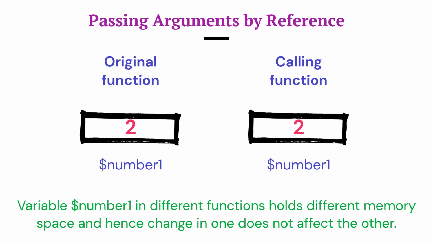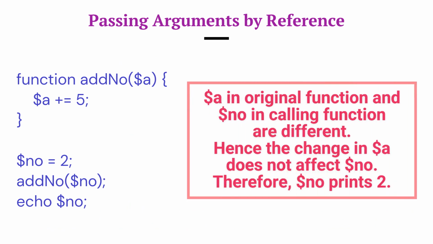Let's give an example. In this example, the parameter in the calling function is $no, and the same is accepted in the original function as variable $a. Now, we are adding value 5 to it. Hence the value of $a becomes 7. But the original value of the variable $no remains the same, or 2. Printing variable $no will return a value of 2.